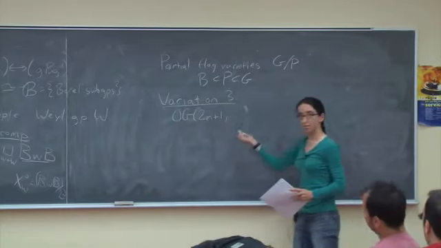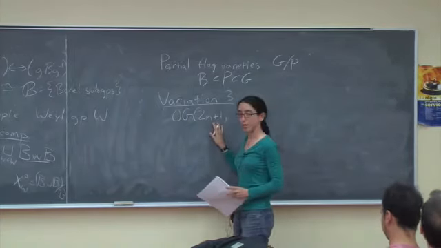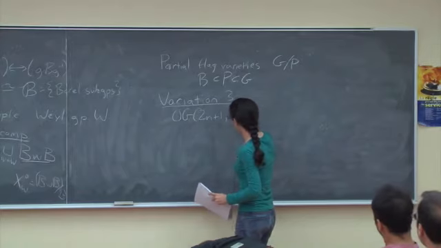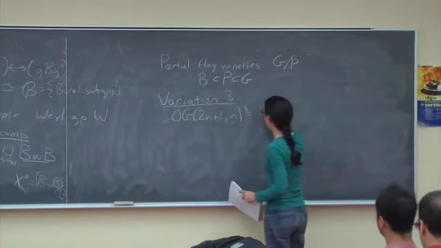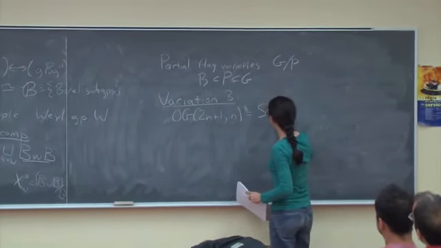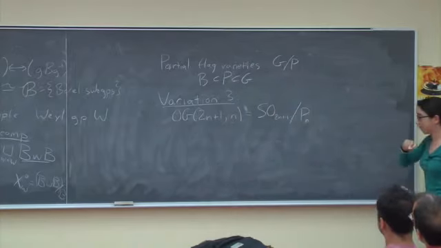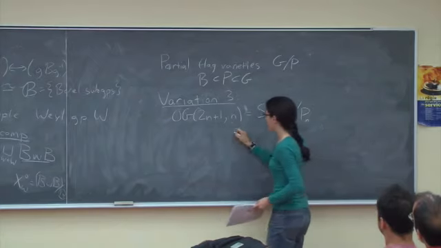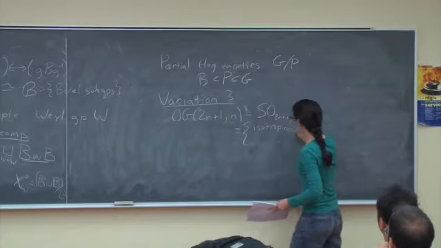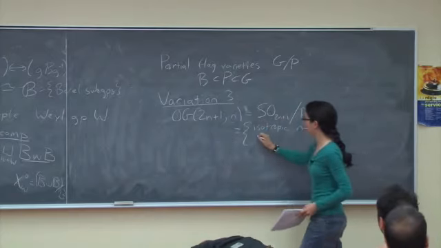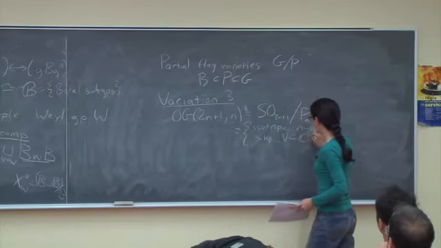We defined last time the orthogonal Grassmannian of k-planes in 2n plus 1 dimensional space that are isotropic. I'm going to take the sort of maximal one where you take n planes. And so this was some quotient of SO(2n+1) by a maximal parabolic. We think of this as the set of isotropic n-dimensional subspaces V of C^(2n+1).